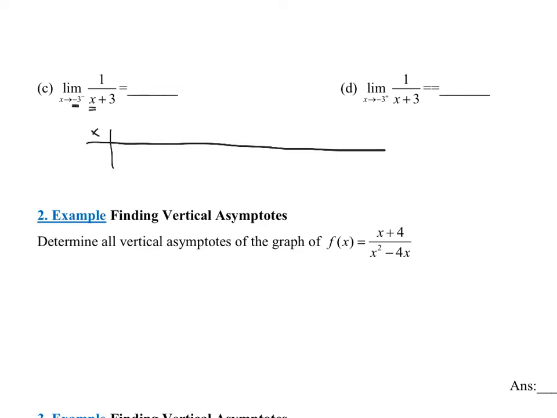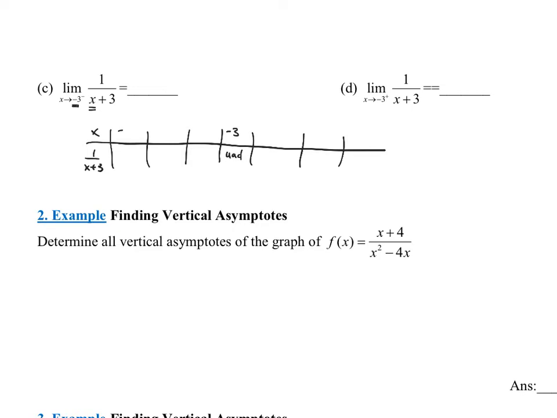So let's consider our function 1 over x plus 3. And we're wanting to evaluate that function at numbers to the left and to the right of -3. At the number -3, we are undefined. So what happens as we approach it from the left?